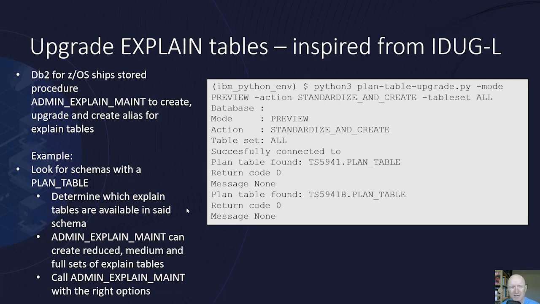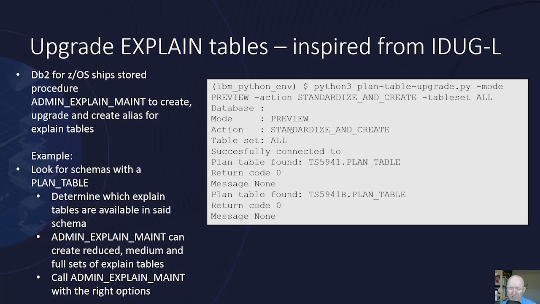DB2 does ship a stored procedure, admin explain maintenance, that can create new explain tables, upgrade existing ones, create aliases, etc. It has a bunch of options for maintaining your explain tables. So the challenge is that it's a stored procedure, so you need a program to call it essentially. So I wrote a small Python program to upgrade plan tables, calling the stored procedure.